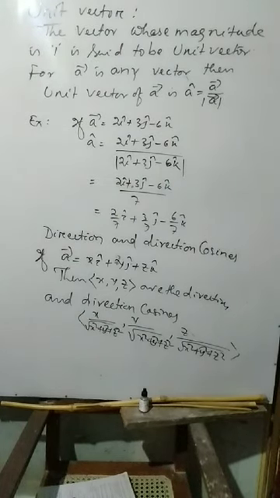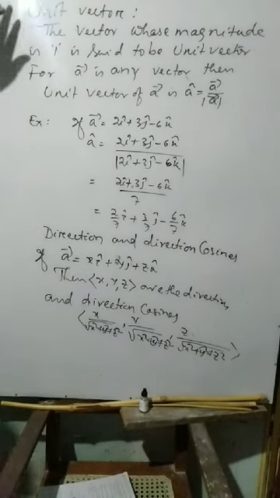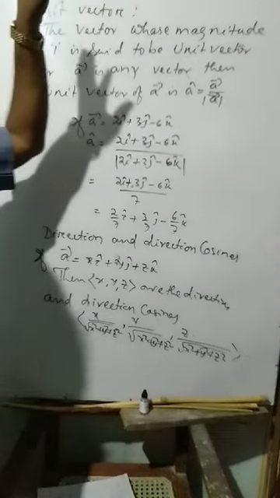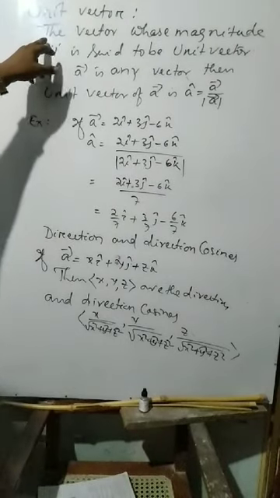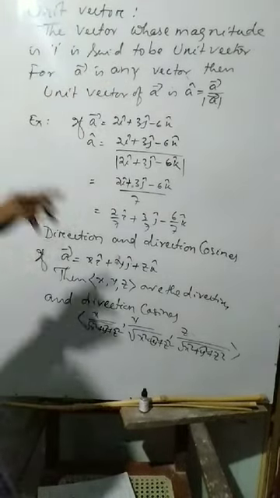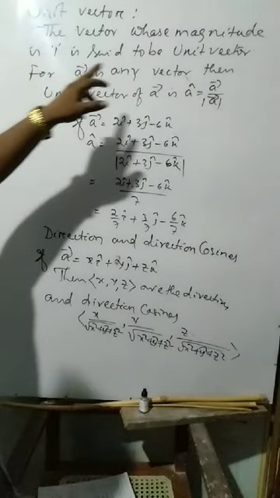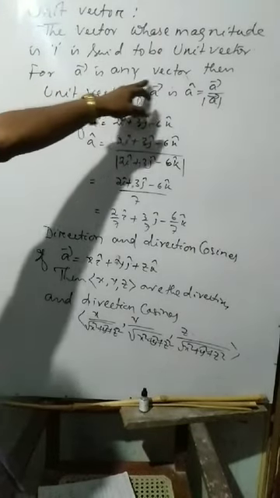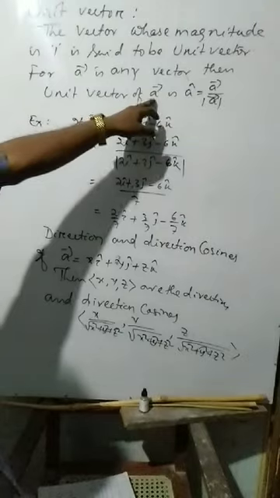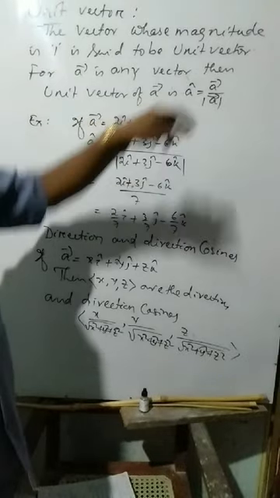Here we will discuss the unit vector, direction and direction cosine, and the product of vectors. First of all, we will discuss what a unit vector is. A vector whose magnitude is 1 is said to be a unit vector. If A is any vector, then the unit vector of A is represented by A cap.